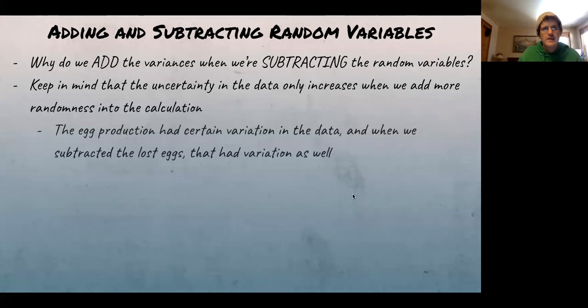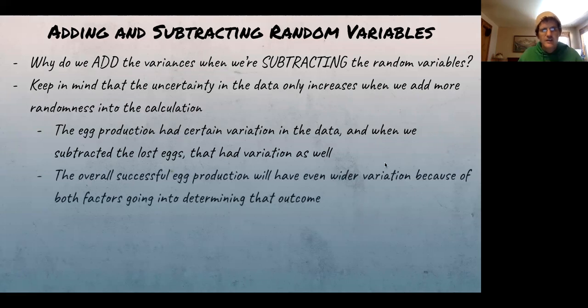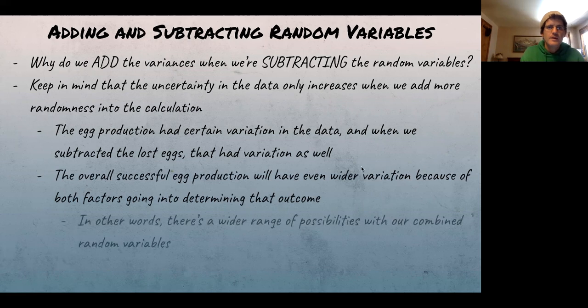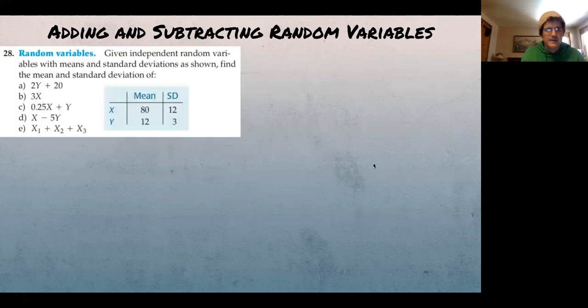So the egg production had a certain amount of variation. And then when we subtracted, that also had variation. So we're combining those variations together. And the overall successful egg production can go as low as 3 and as high as 11. That's a much wider range of possibilities. So there's more variability. Okay, and that's essentially the main idea behind it. So we always add variances.